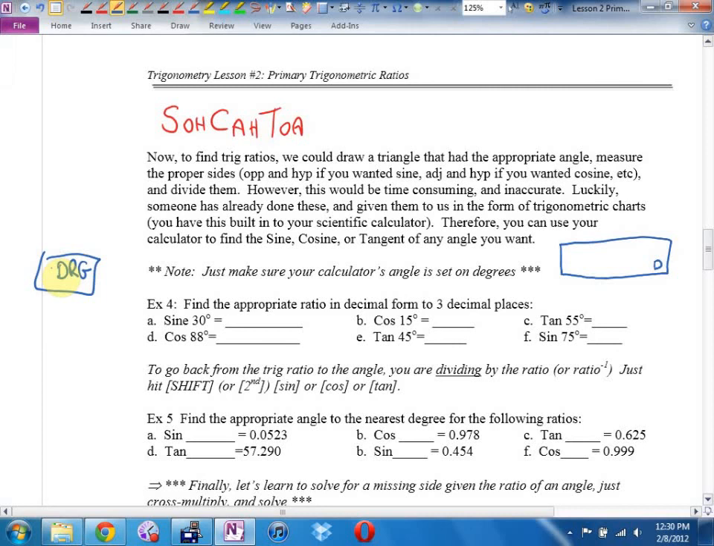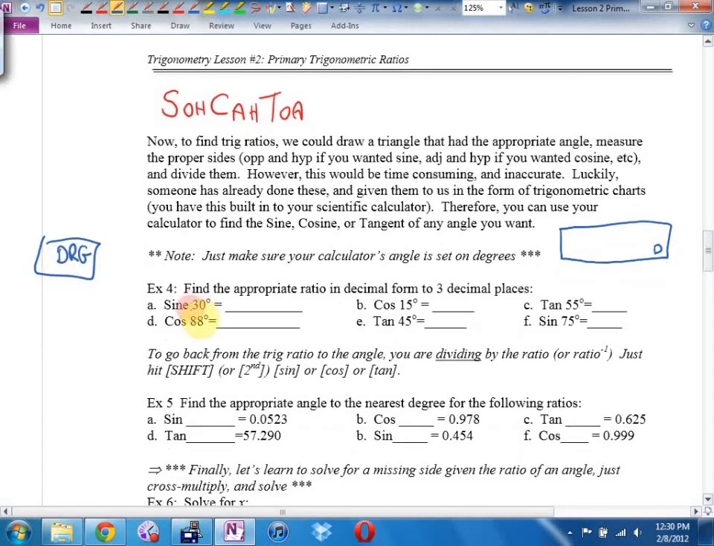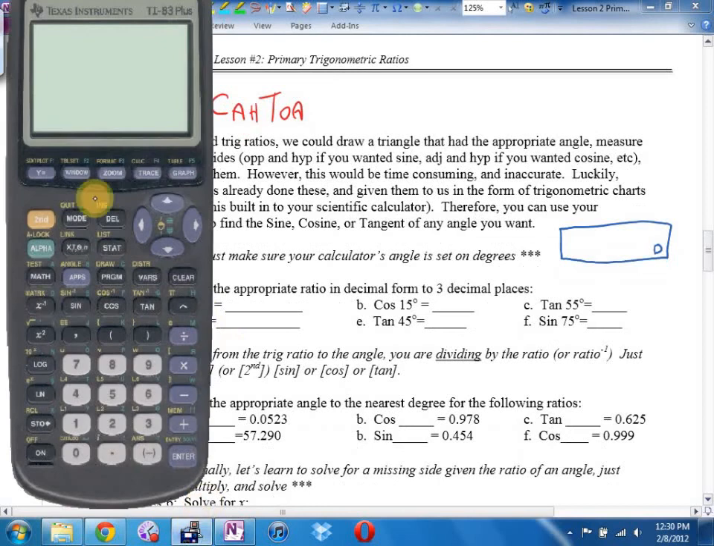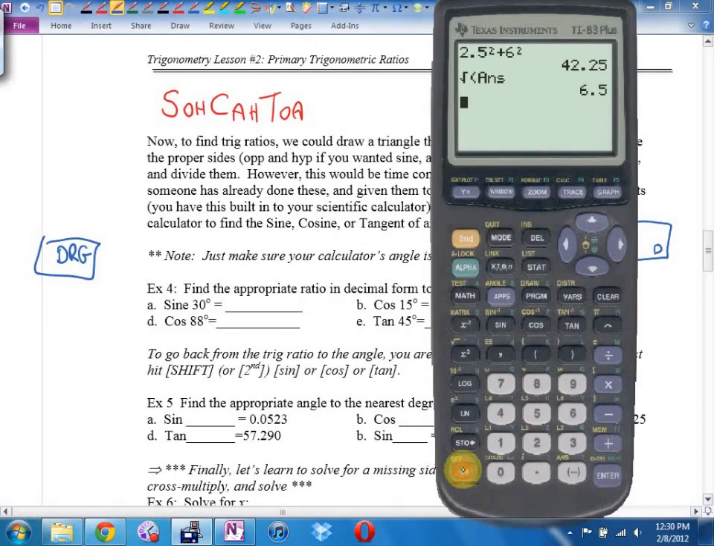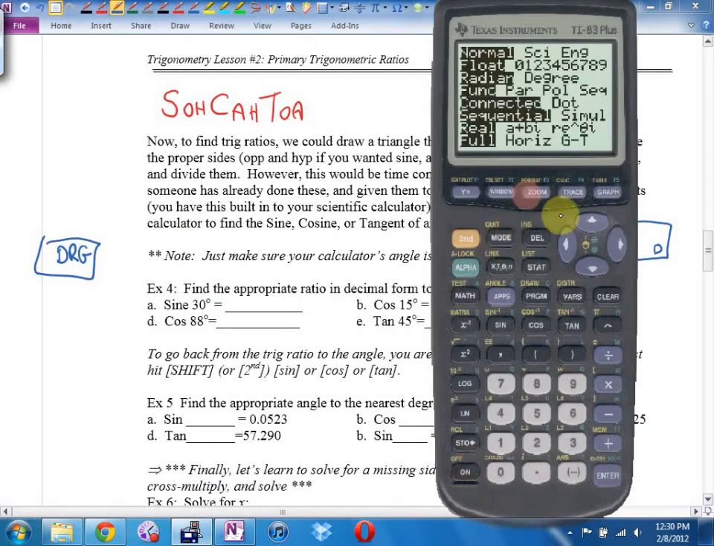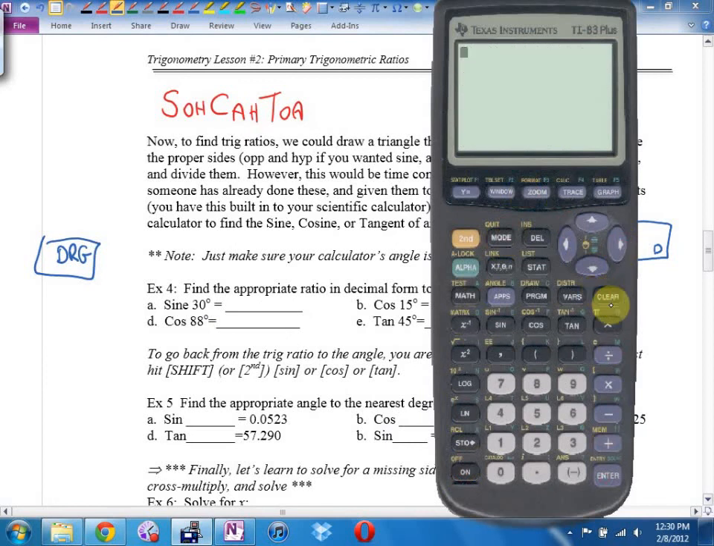So let's see if we can use the calculator accurately. To find the sine of 30, if you have a good calculator, Natasha, you should be able to go like this. Now, mode, I'm in radians, Mr. Dueck. That's not good. Degrees. You guys are in degrees, I made sure. You should be able to go sine of 30 and press equals or enter. And you should get 0.5. Try it on your calculator. Sine 30 is 0.5.